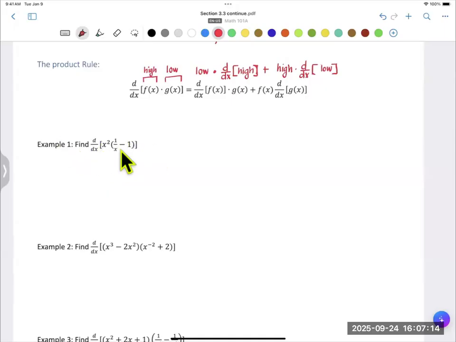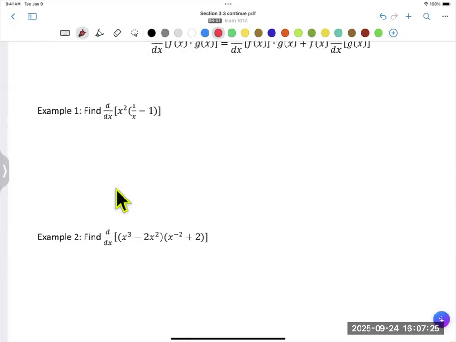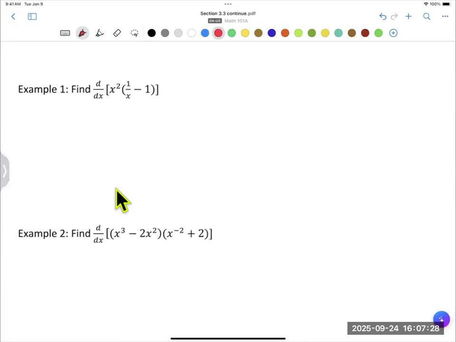I know for this problem you don't even need to apply the product rule, but I would like you to use the product rule just to get used to how to use it. So let's find the derivative of this. I call this my high function, and this my low function. So the derivative will be low, which is 1 over x minus 1, d high, which is d over dx of x squared, plus high, which is x squared, times d low, which is d over dx of x to the power negative 1 minus 1.